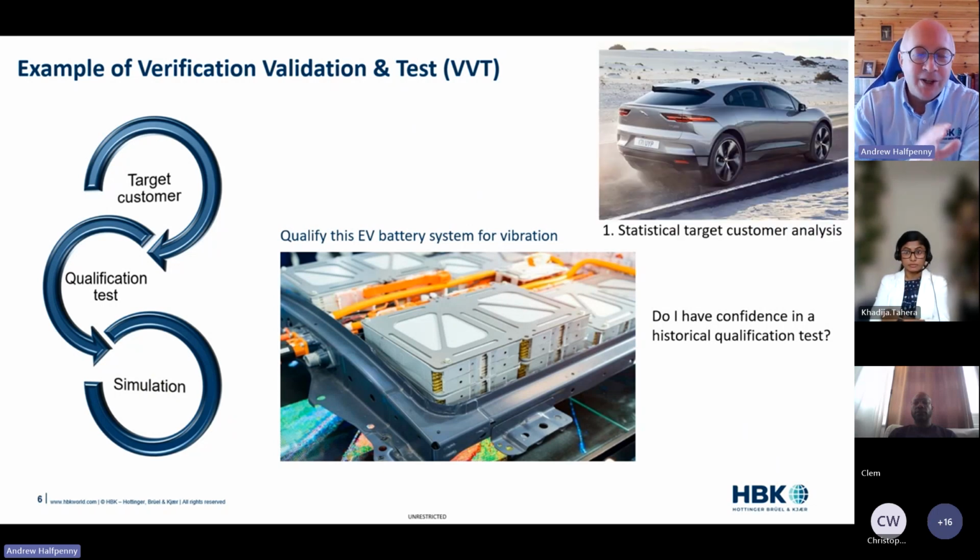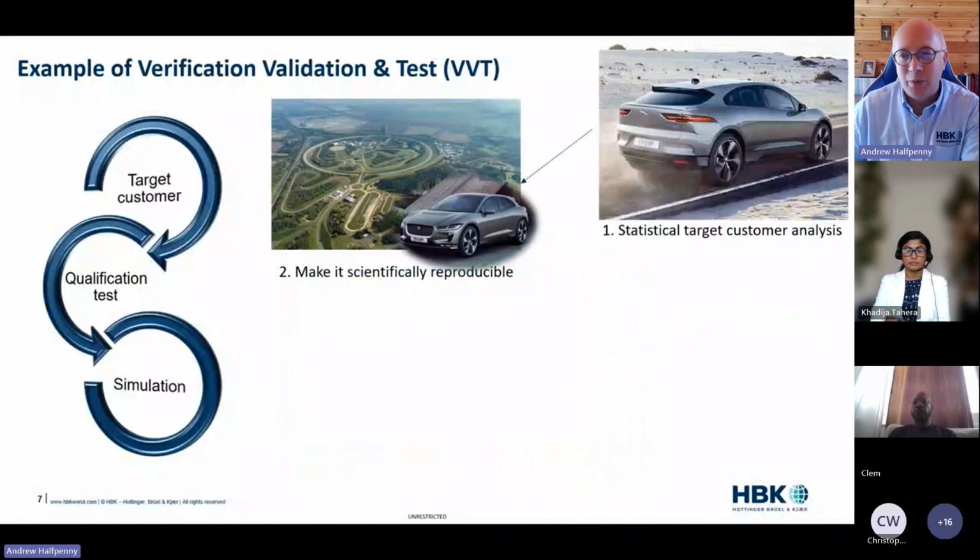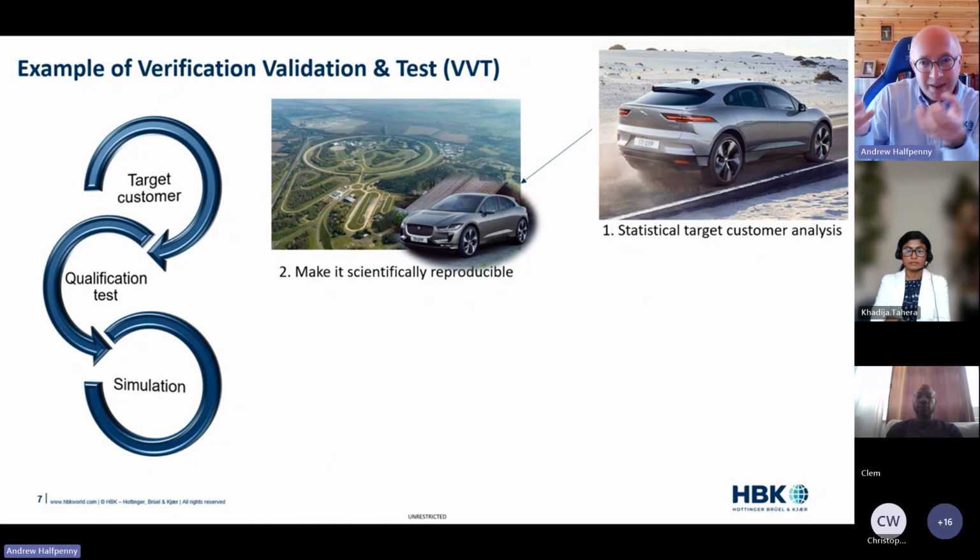So the approach, first of all, is to do a statistical target customer analysis, measure vehicles that customers are doing. Now, as you know, we can't measure everything on a customer vehicle. There'd be wires hanging everywhere and they would all fall off. So we use minimal instrumentation. We just want to find out what they're doing with it. And the way we do that in a car is to turn customer usage into a proving ground schedule.